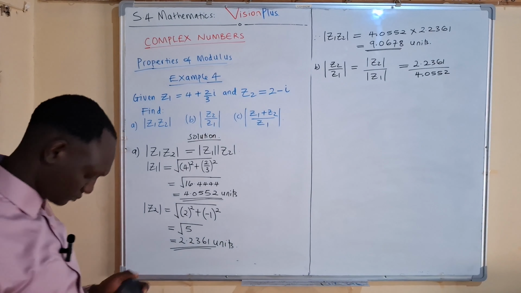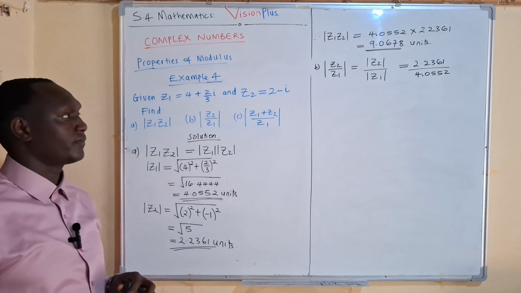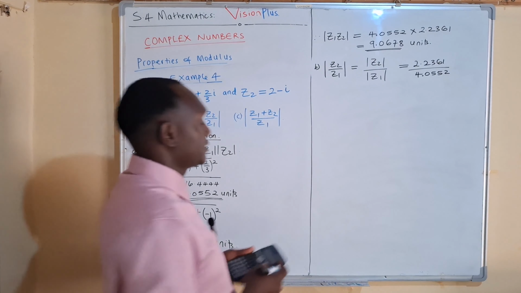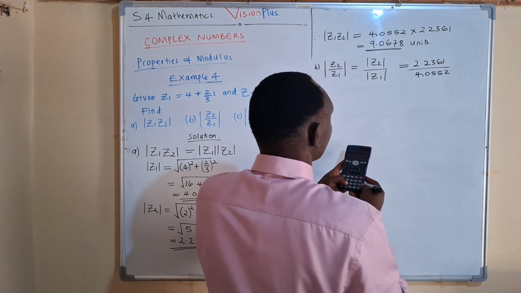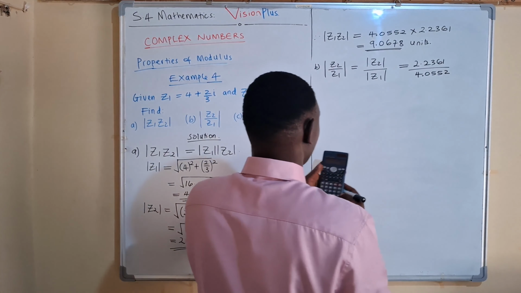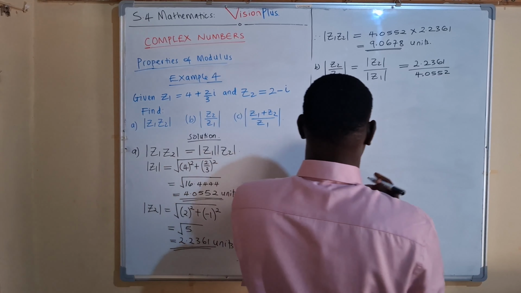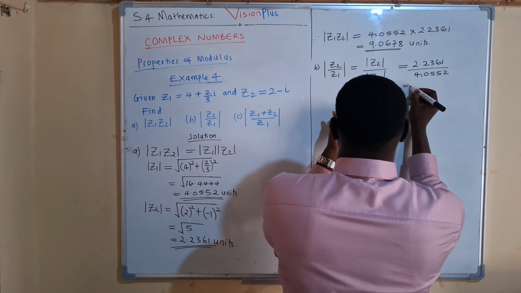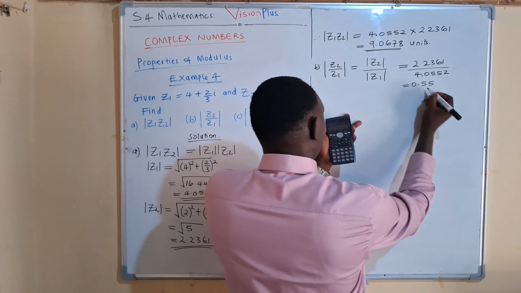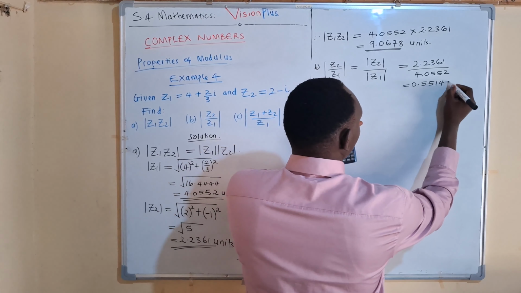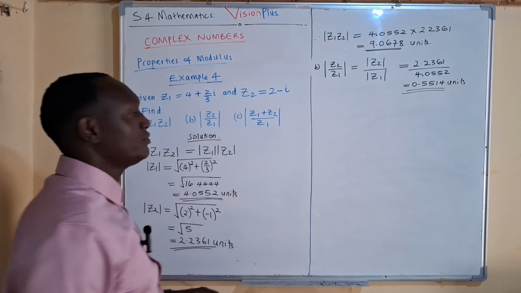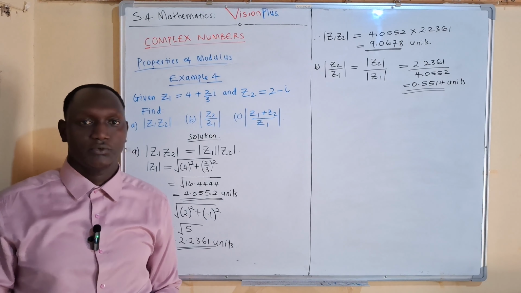That is the magnitude of Z1. And then we simply divide 2.2361 by 4.0552. If we divide this, I'm getting here 0.5514 units. So this is the answer for Z2 divided by Z1, which is the solution to part B.